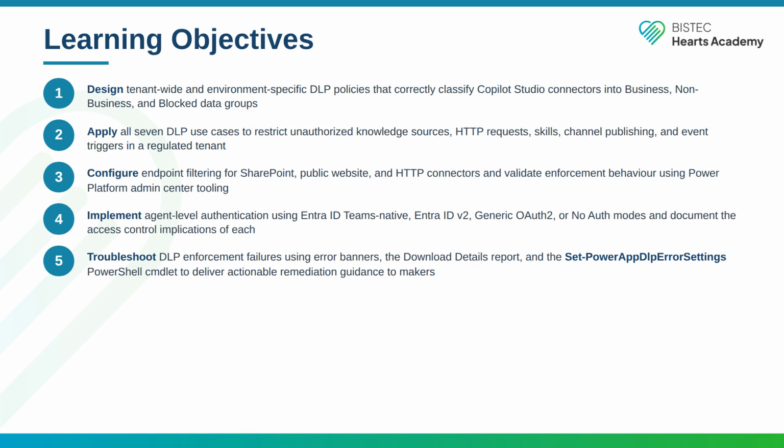The fifth objective is to troubleshoot DLP enforcement failures using the 3 tools available: error banners, the download details report, and the Set-PowerAppDlpErrorSettings PowerShell cmdlet. When a maker comes to you with a blocked agent and no idea why, these 3 tools give you the answer in under 5 minutes.